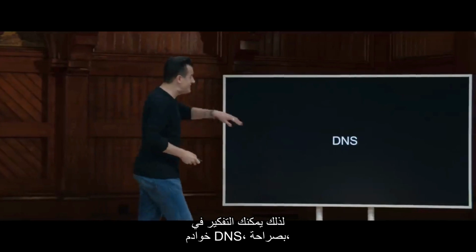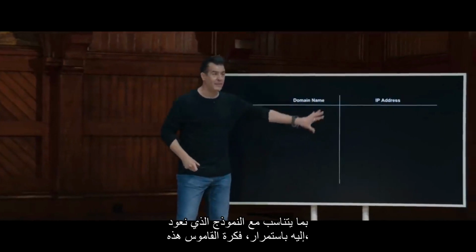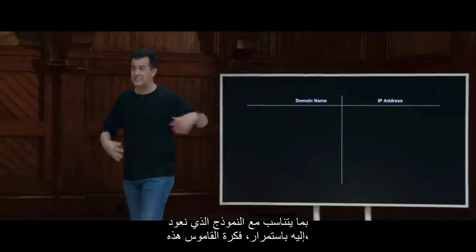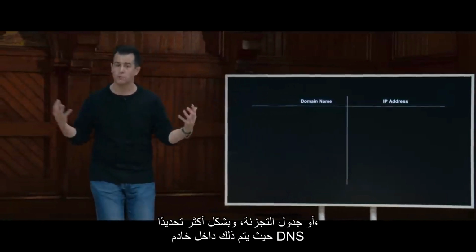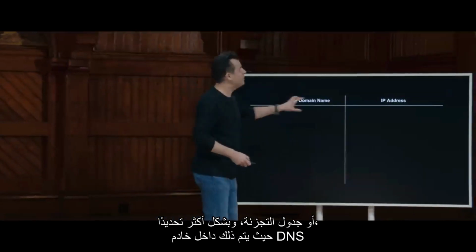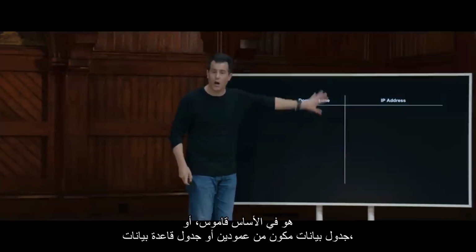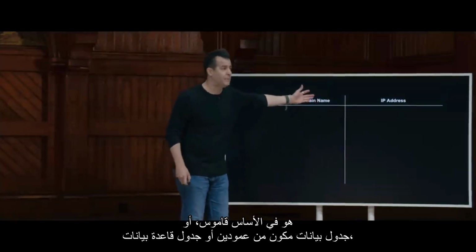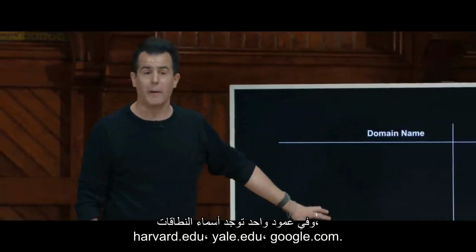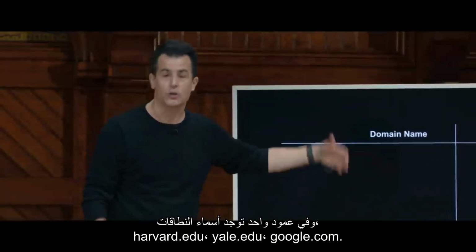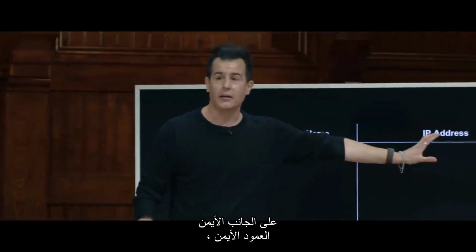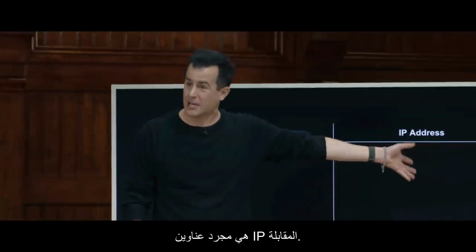So you can kind of think of DNS servers, honestly, as fitting the model that we keep coming back to, this notion of a dictionary or a hash table more specifically, whereby inside of a DNS server is essentially a dictionary, a two-column spreadsheet or database table, if you will. And in one column are domain names, harvard.edu, yale.edu, google.com. On the right-hand column are just the corresponding IP addresses.